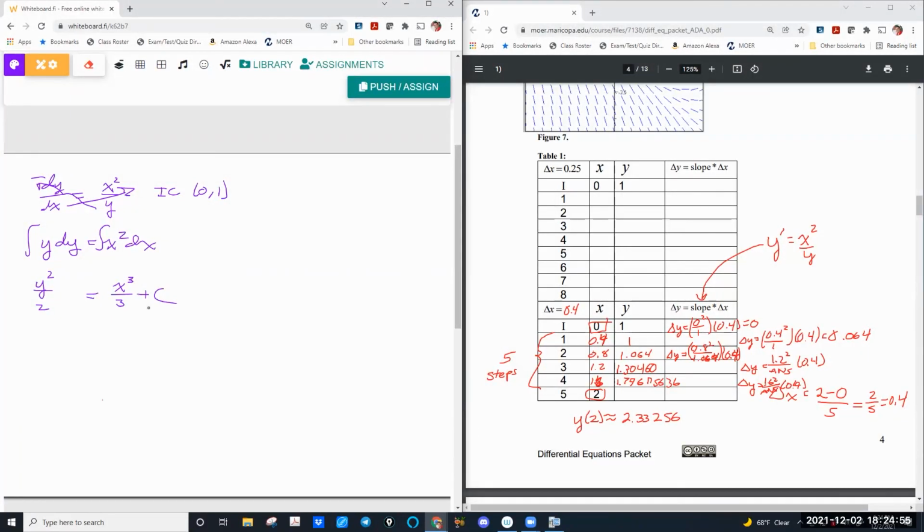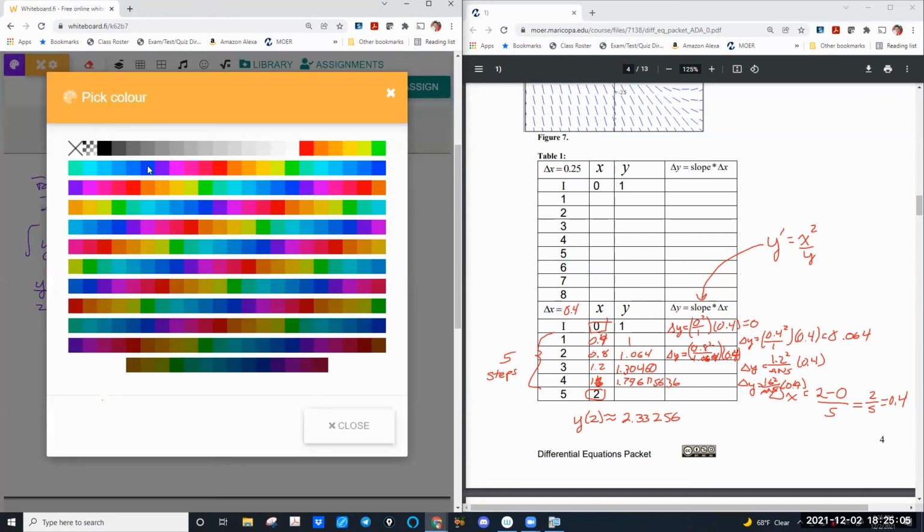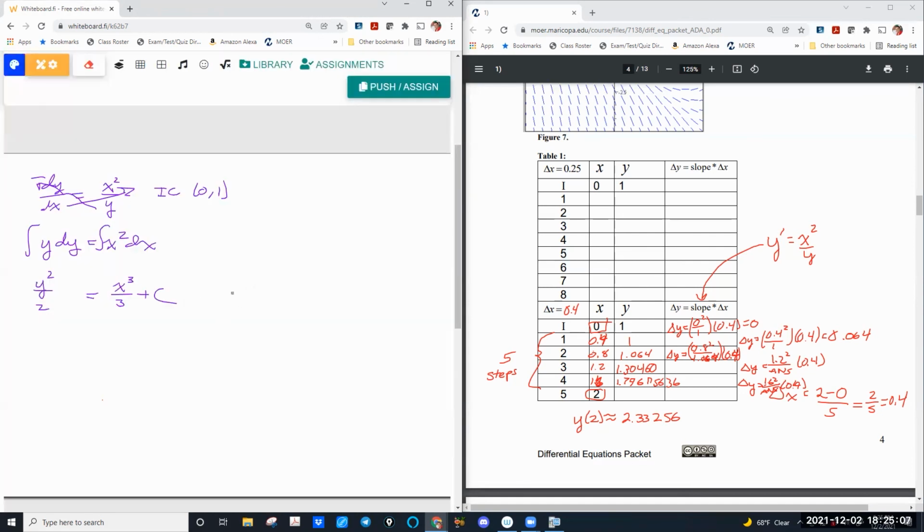We need c at some point. Where we find c is completely up to us. We could find c right now if we want to. So let's do that. Let's make it a kind of separate step. Find c.